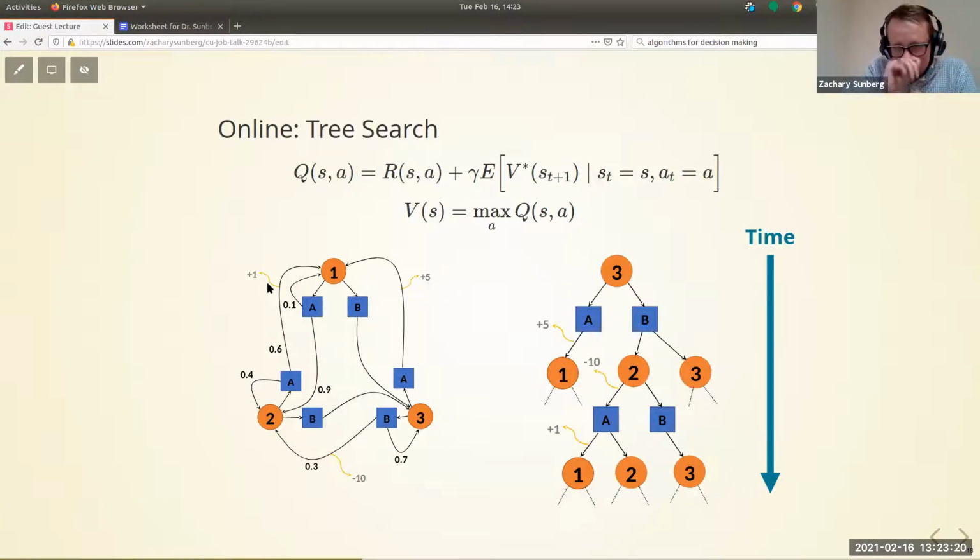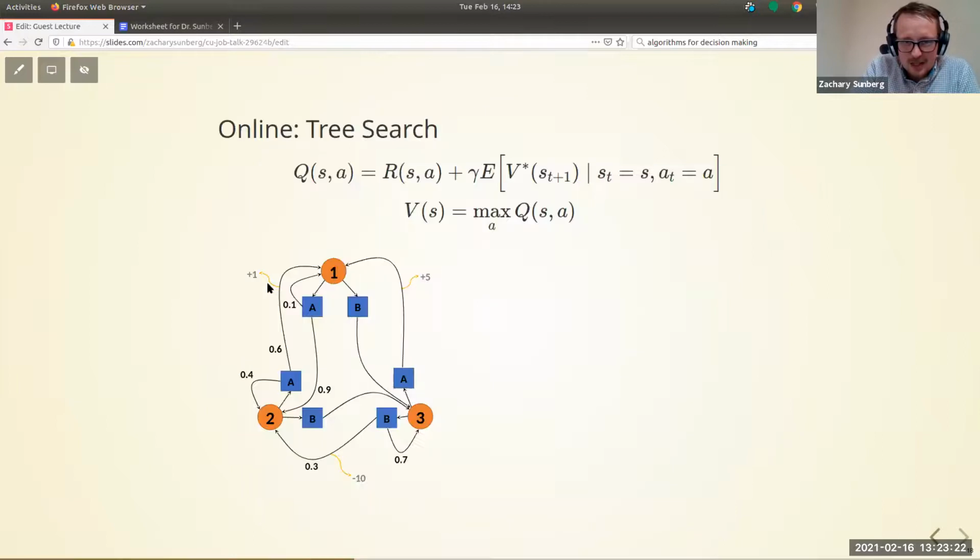Okay, so here is an example of an online method. So I've just rewritten the definition of this Q value here. And then the value function V, and then this is our picture of an MDP from an earlier slide.